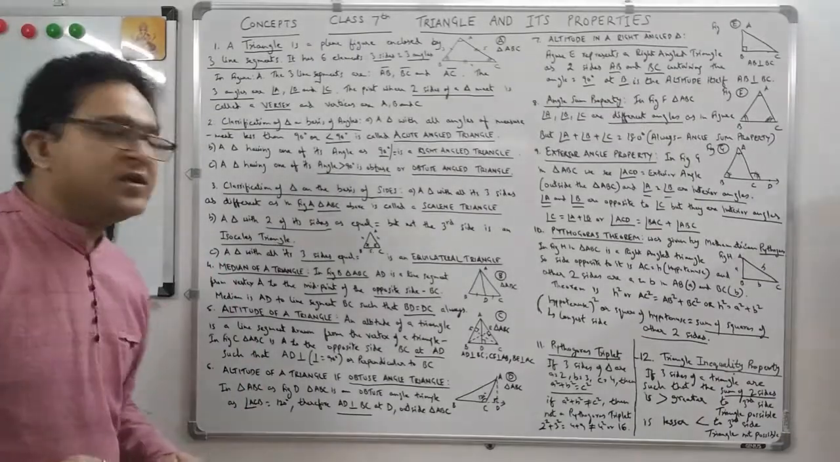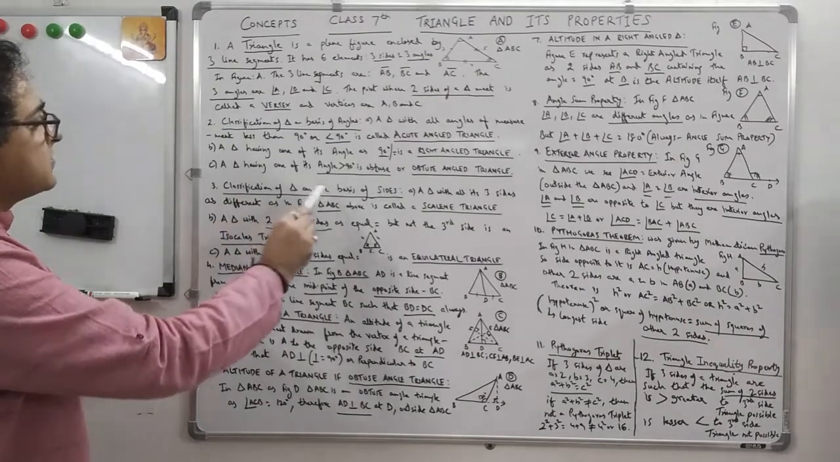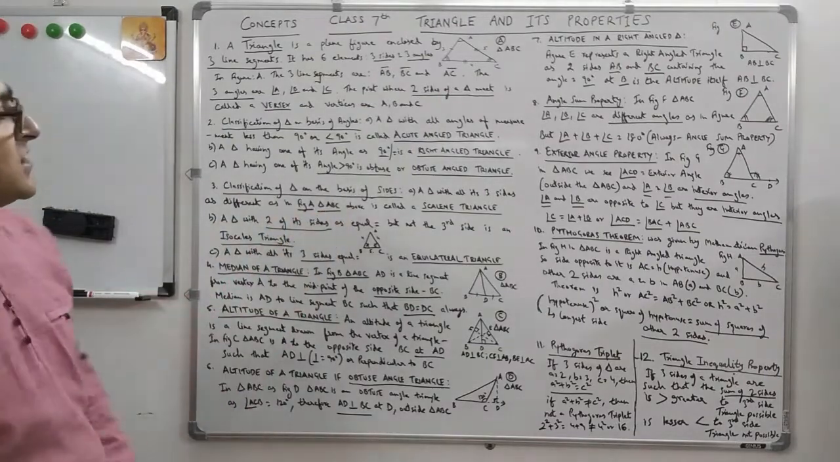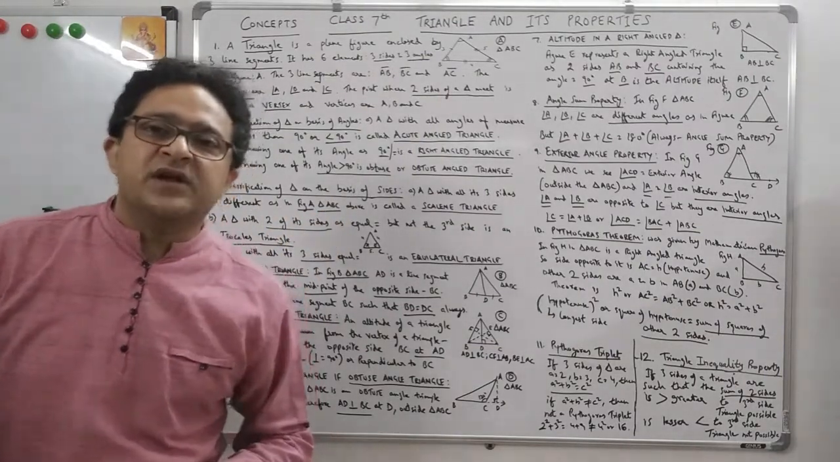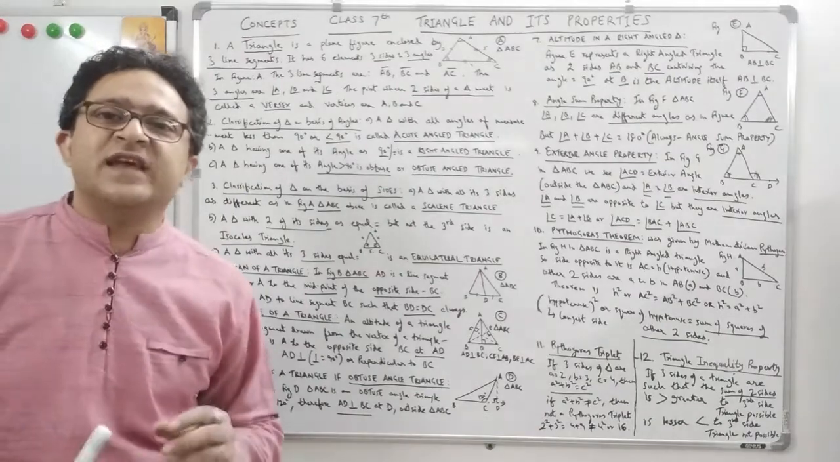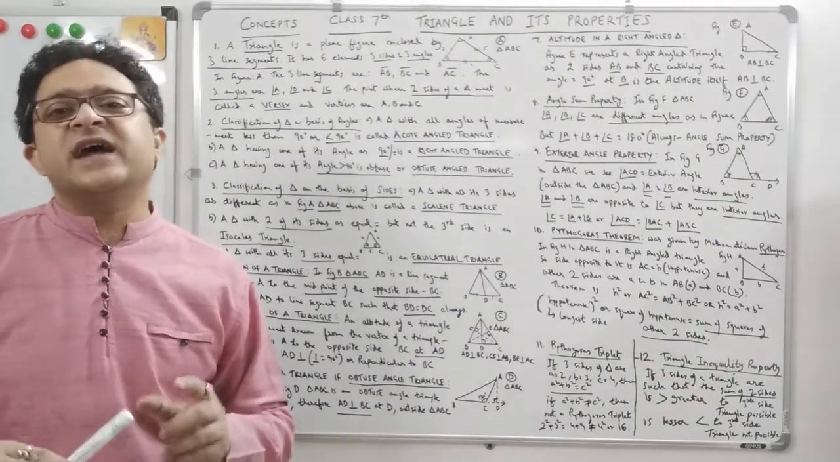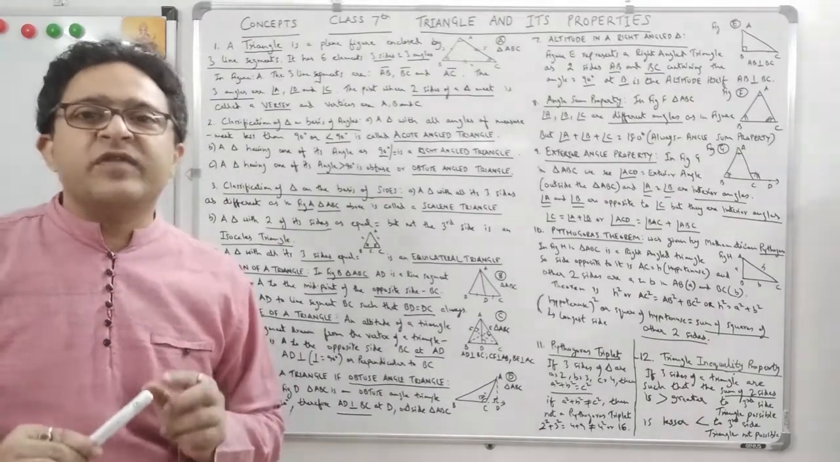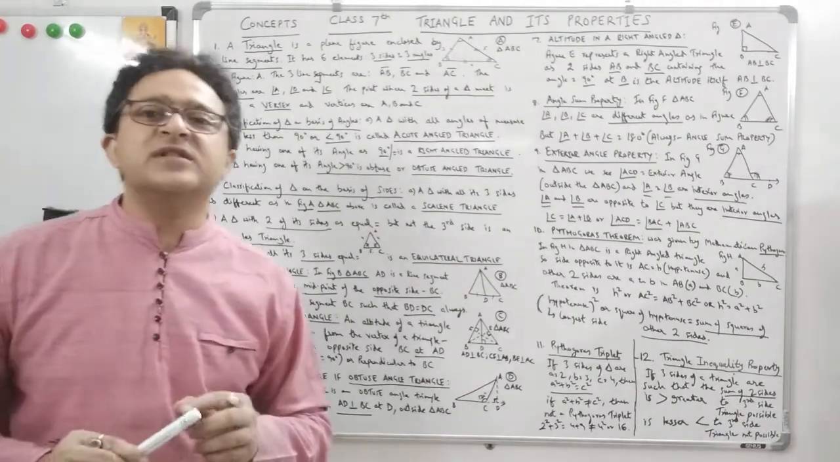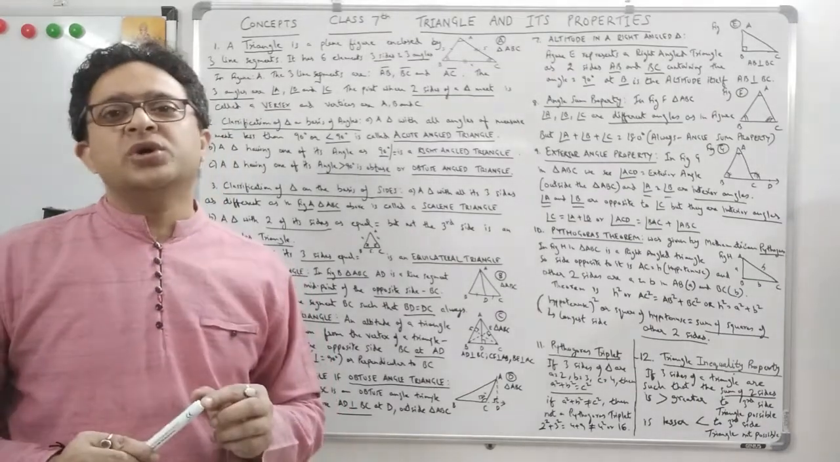So let's move further. Classification of triangle on the basis of sides. So basically you have 3 kinds of triangles here. First is the scalene triangle, wherein all the sides are unequal. Then you have an equilateral triangle wherein all the sides are equal. So that's the second part.